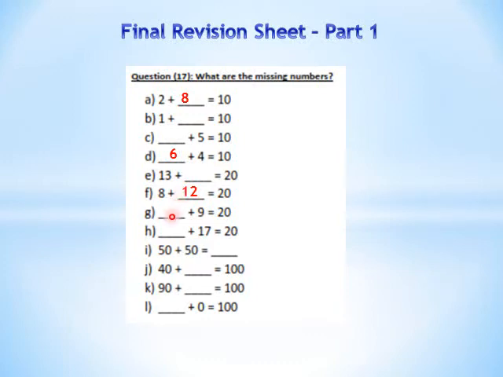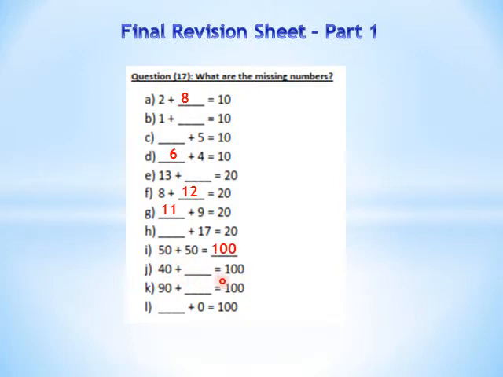Okay, number G. A number plus 9 gives me 20. 9 plus 1 gives me 10. To reach 20, I need another 10. So 10 and 1 is 11, yes. Okay, number I. 50 plus 50 is, if you are confused, just think about it as 5 plus 5. 5 plus 5 is 10. So 50 plus 50 is 100, yes.